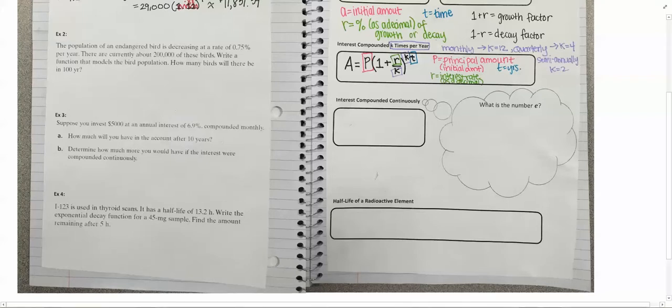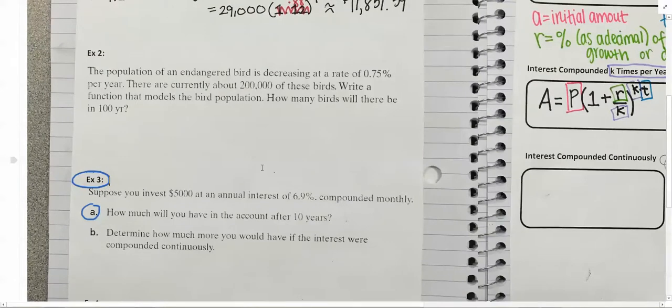Okay, so we're going to do example 3 in your notes. We're only going to start with A because B requires a separate formula. Okay, all right, so let me zoom in a little bit.